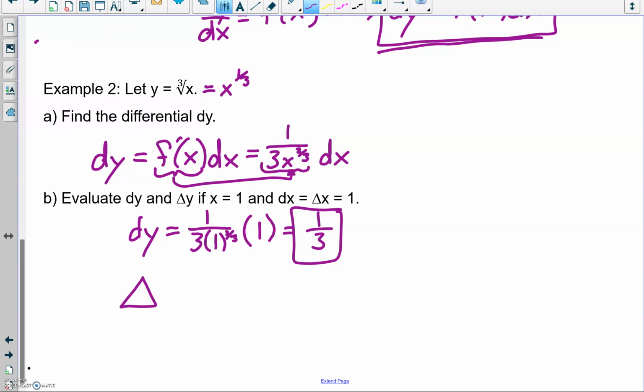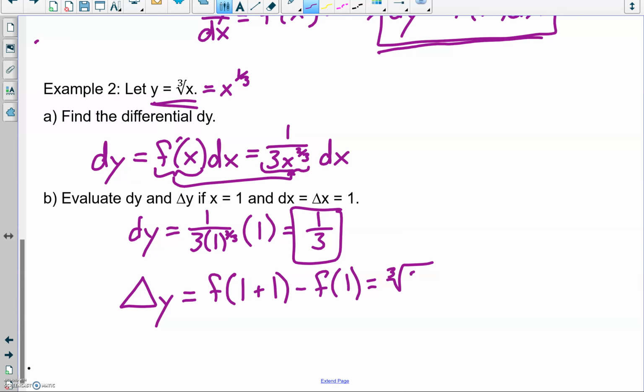Delta y, what we're going to do here is we're going to use the f of x plus delta x minus f of x to find this. So we're going to have f of x, which is 1, plus delta x, which is 1, minus the f of x, which is 1. So we really just get the cube root, that's the original function way up here, the cube root of 2, 1 plus 1, and then minus the cube root of 1. And when you work this out, you get 0.26.